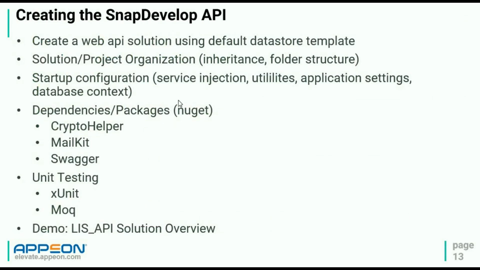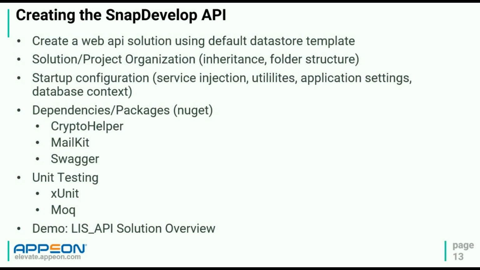So to get started, before really anything can be done, we have to create an API. And so we're using Appian SnapDevelop API. It's part of the PowerBuilder 2019 release. When we created the API, we're using the default data store template. There's two others, model store and model mapper. The data store version was closely in alignment with what we were trying to do, and it works great with the shared data approach.